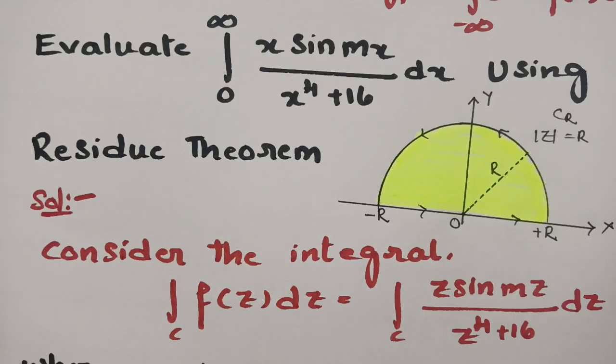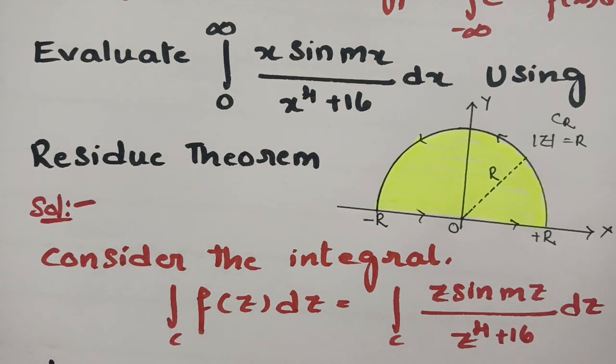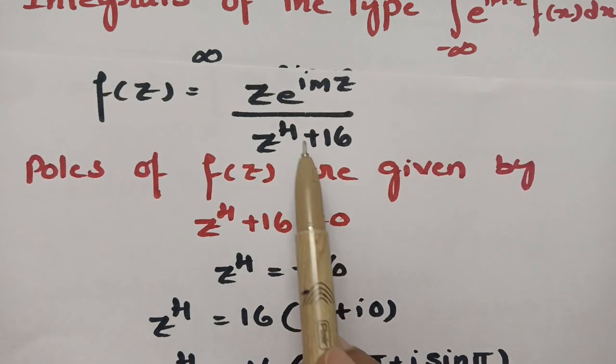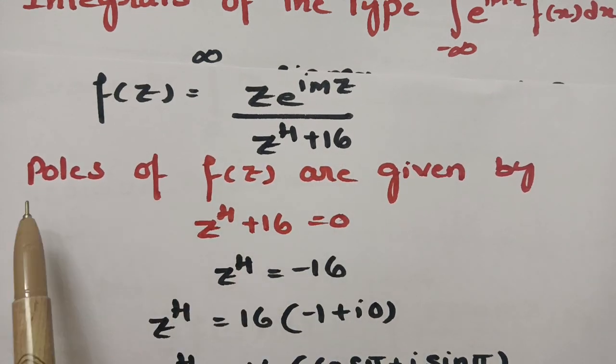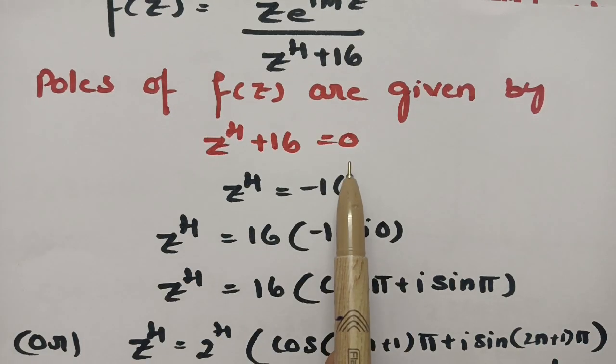Now in order to use the residue theorem, first of all I have to find the poles. As you know, if the function is given, how do we find the poles? In order to find the poles, we have to equate the denominator to 0. The poles of f of z are given by z power 4 plus 16 is equal to 0.